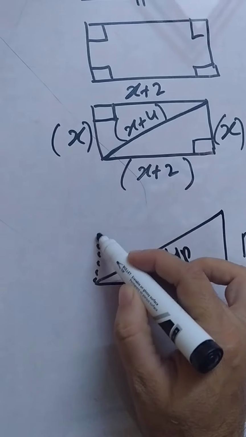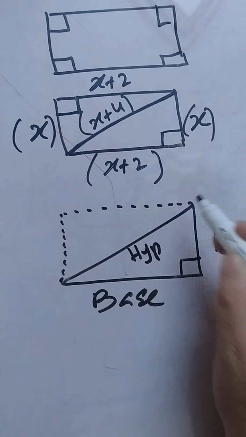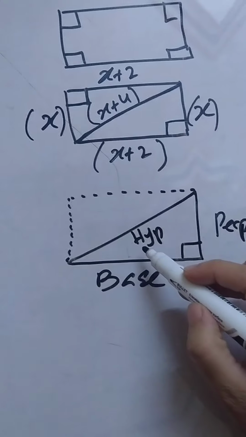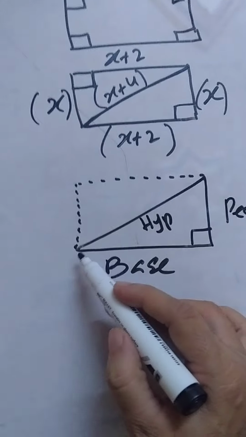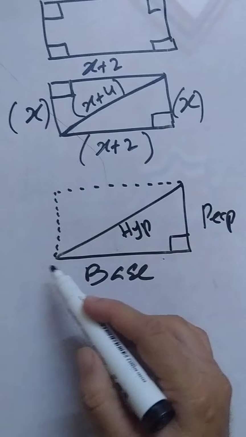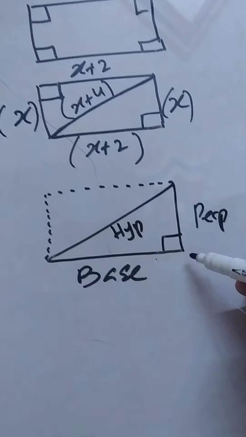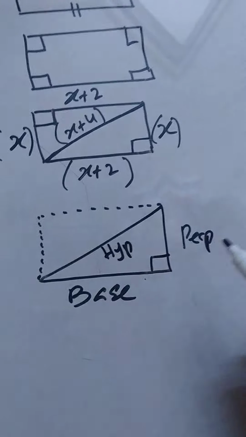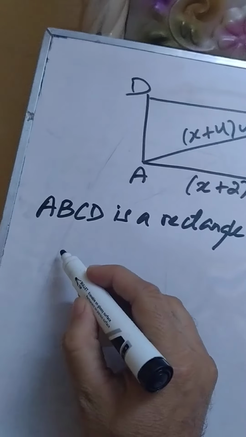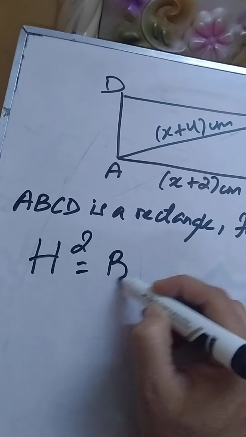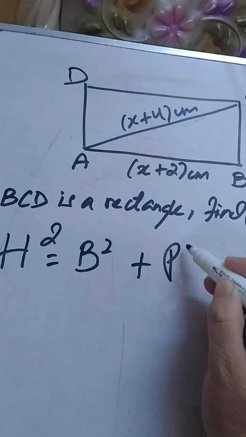So look here guys, we get two right angle triangles, this right angle and this. We know that both are right angle triangles. This diagonal line of the rectangle becomes the hypotenuse of a right angle triangle. The length of the rectangle will become the base, and this breadth, the shorter side of the rectangle, will become the perpendicular of a right angle triangle. So guys, look here, it means we will apply the Pythagoras theorem. What is the Pythagoras theorem? Hypotenuse square equals base square plus perpendicular square.